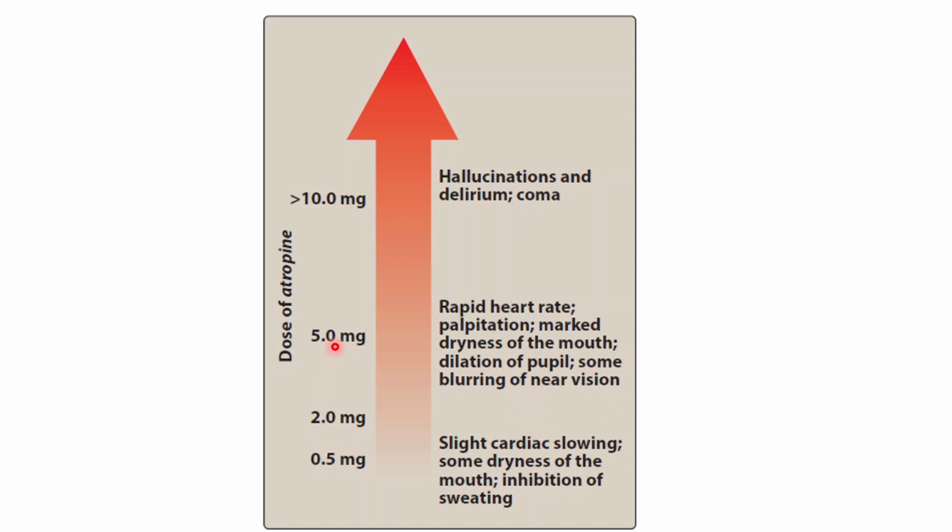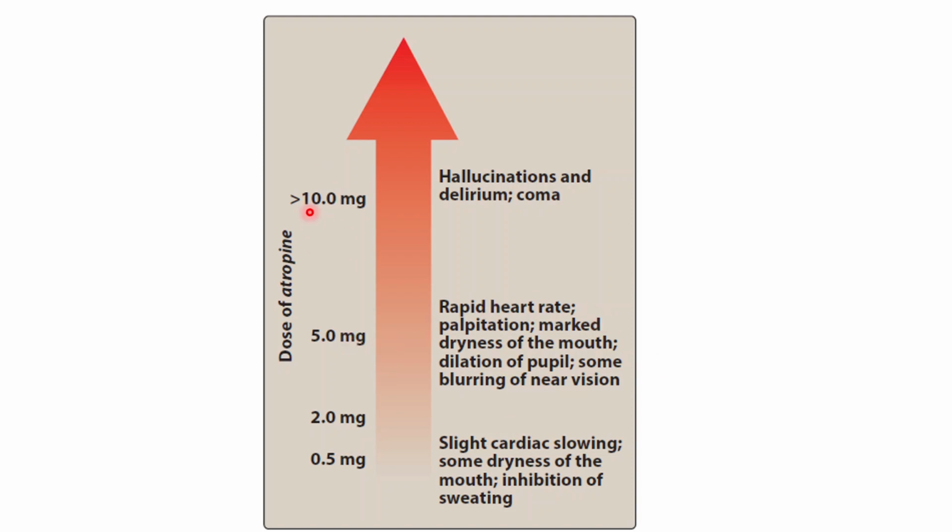Then an increase in the dose of atropine up to 5 mg will lead to tachycardia and palpitation because of the rapid heart rate, then dryness of the mouth will be most severe, and we will see dilation of the pupil, because at that dose the atropine will act on the eye too, and then some blurring of the near vision because of this action on the eye and the accommodation disruption.